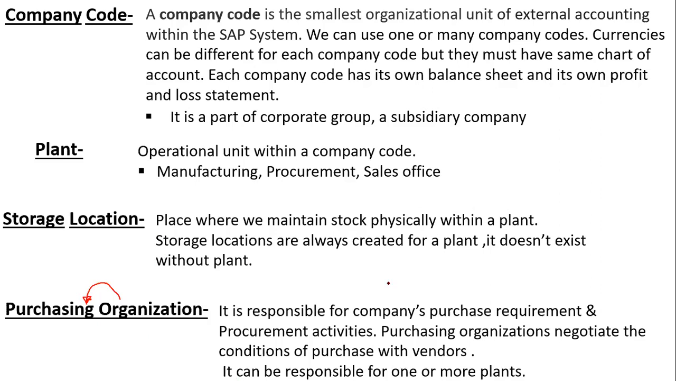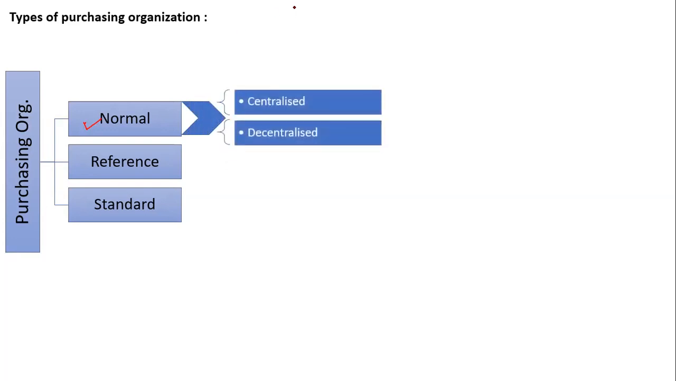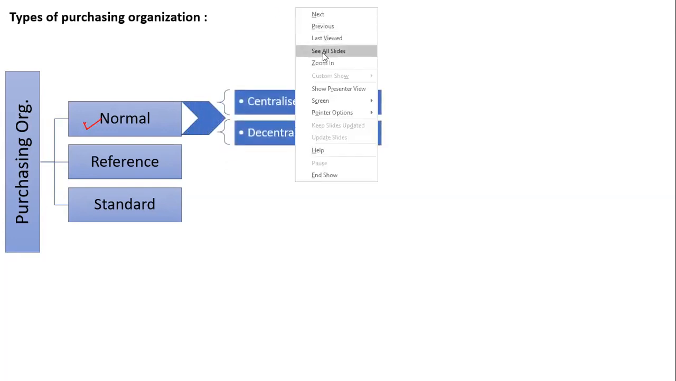So we have different types of purchasing organization. Let's see the types of purchasing organization. We have three types: normal purchasing organization, reference, and standard purchasing organization. In normal purchasing organization, again we have two types: centralized purchasing organization and decentralized purchasing organization. So what is centralized and what is decentralized?